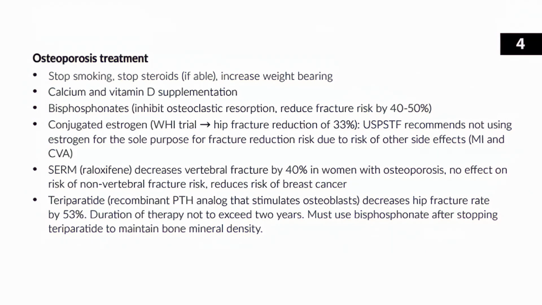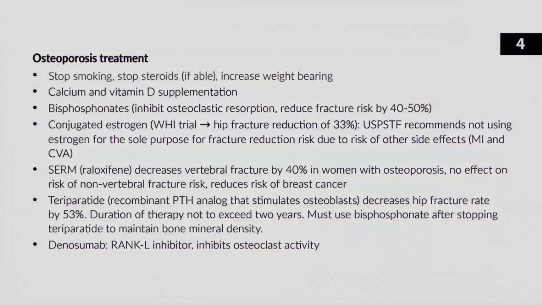But you can't give this drug for more than 2 years because of an increased risk of osteosarcoma in experimental rats. So this is a shot that the patient gives herself every day for 2 years, and then after that she needs to be on a bisphosphonate to maintain the bone that she's built up. There's also a drug called denosumab, which is a RANK-L inhibitor that inhibits osteoclast activity.